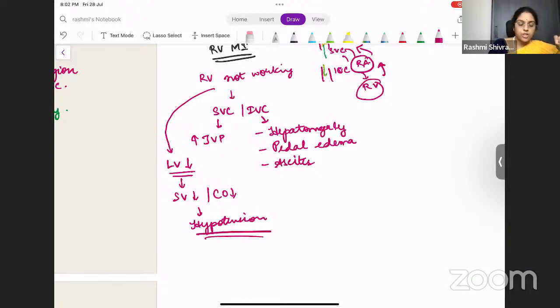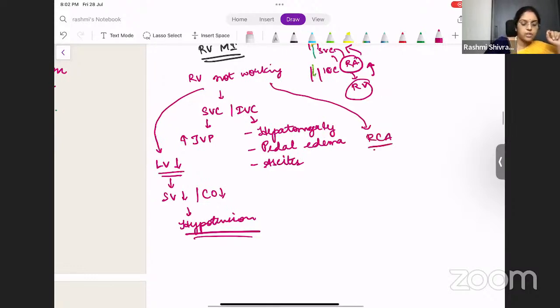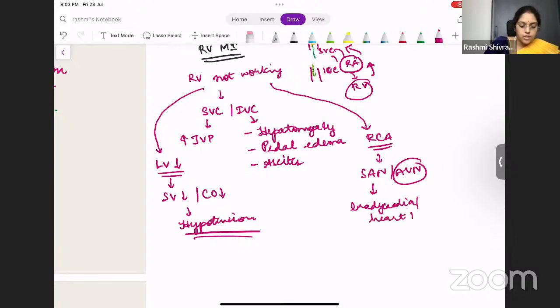Hypotension. So one more thing, what will happen? When do we say that the right ventricle is affected? We say that when the RCA, right coronary artery, is affected, the patient will have a right ventricular MI. So what does this right coronary artery supply? It supplies the SA node as well as the AV node. Most importantly, the AV node also. Okay, so when the AV node is affected, what happens? There is bradycardia, or heart blocks. Okay, bradycardia or heart block can occur.